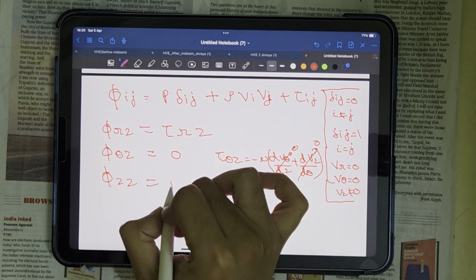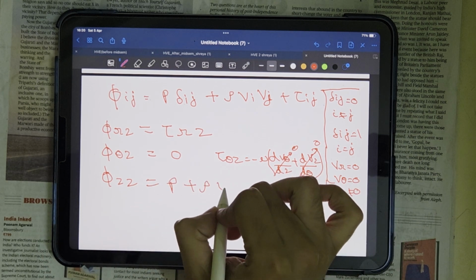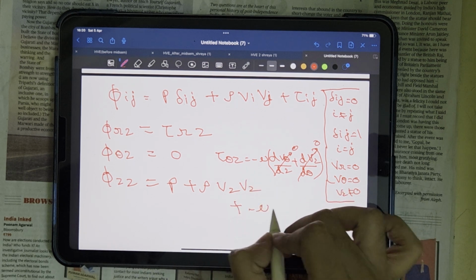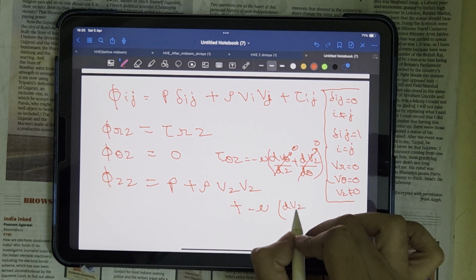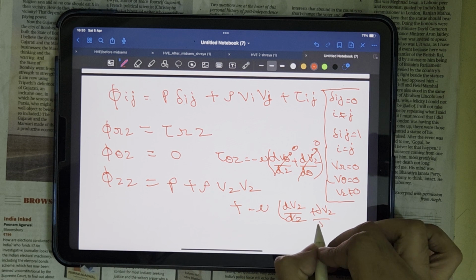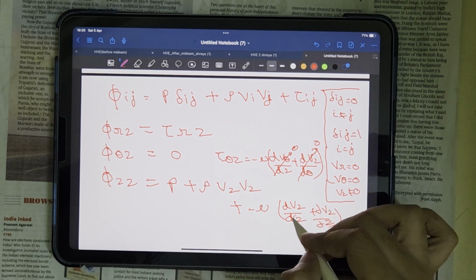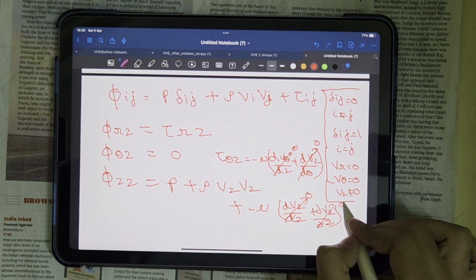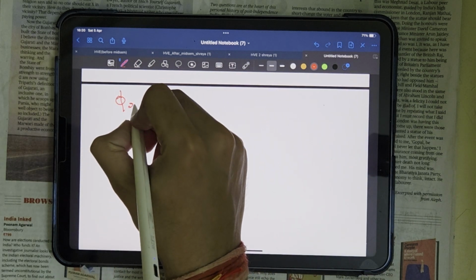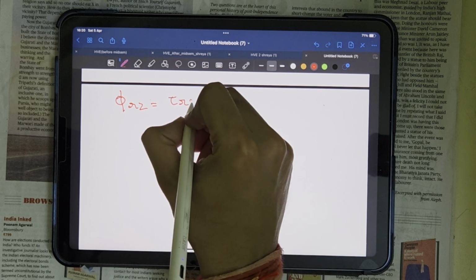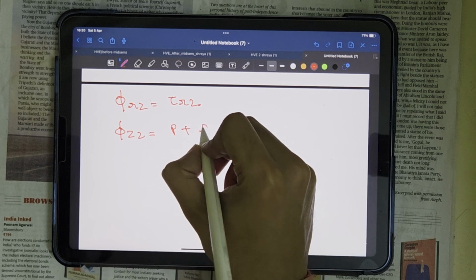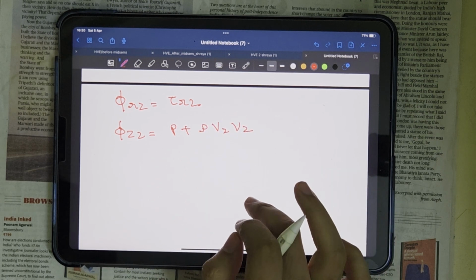Phi zz will be P plus rho Vz Vz. And for the third term, it will be minus mu times dVz by dz plus dVz by dz. As Vz is not a function of z, so this becomes 0 and this becomes 0. So what we get is phi rz is tau rz and phi zz is P plus rho Vz Vz.